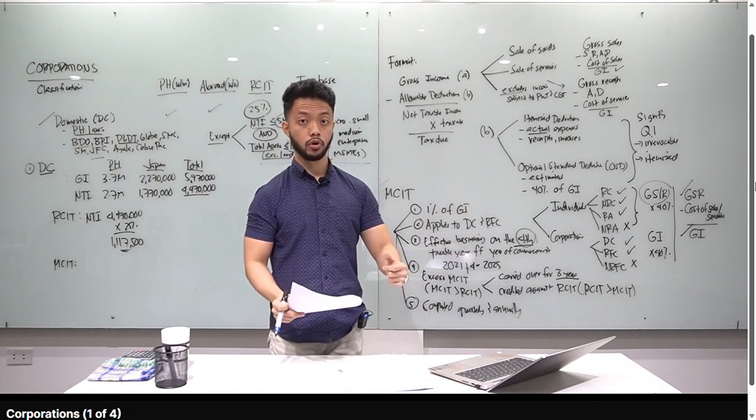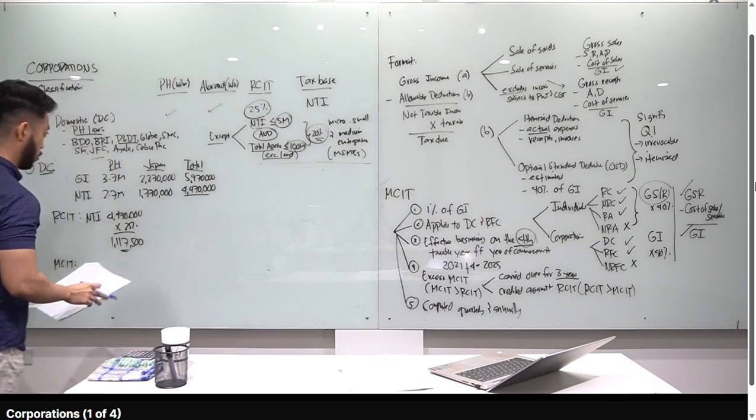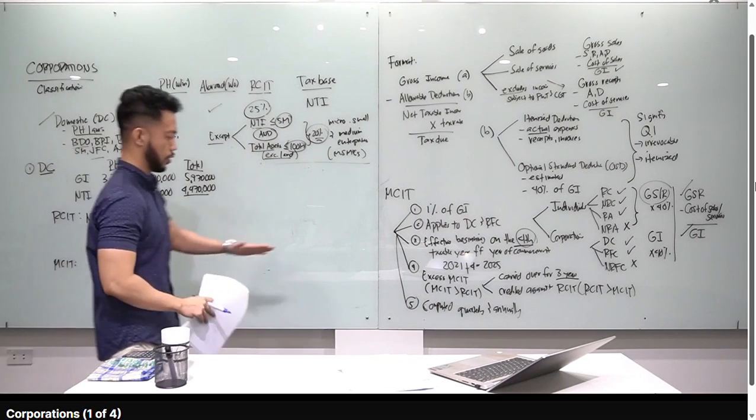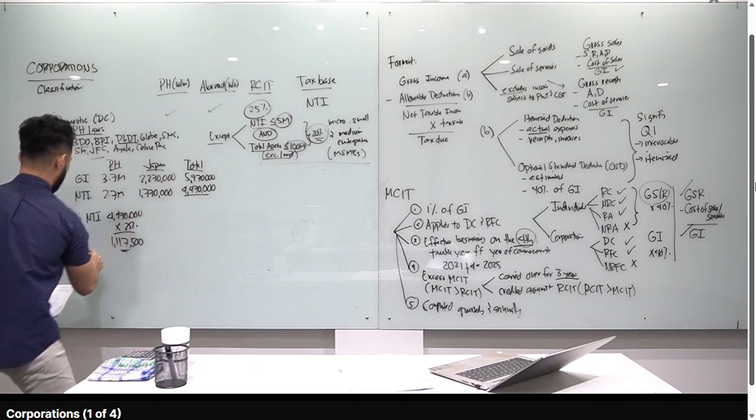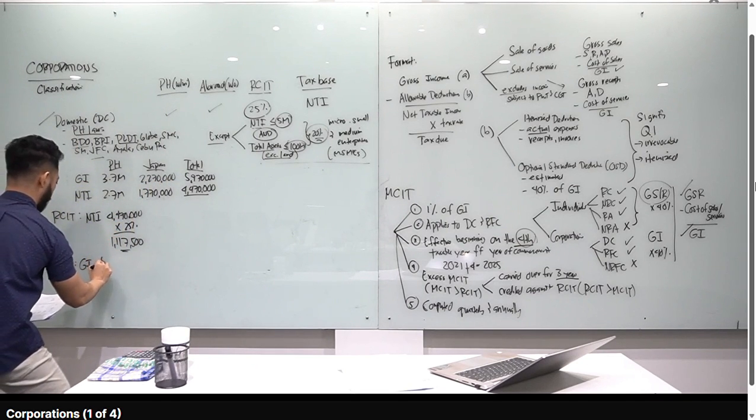Basta pag silent yung problem, mag-compute ka na ng M-SIT. Okay? Sige. So, gross income natin dito, class. Again, yung M-SIT is 1% of gross income. So, ang magiging basis mo dito, since it's a domestic corporation, yung total gross income. So, gross income natin, globally, is 5,970,000.